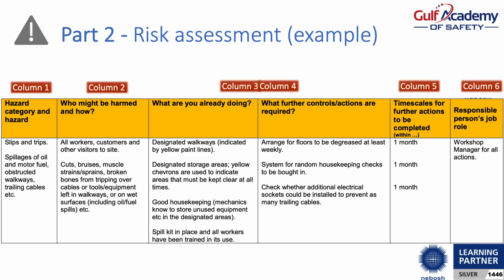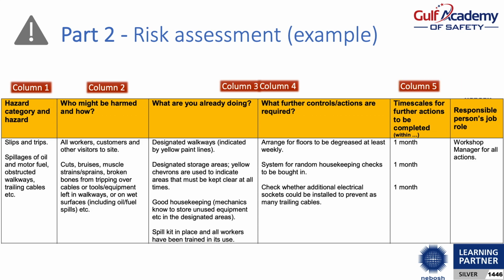Column 5 is to allocate a timescale to each of the additional control measures identified in column 4. In the timescales column, make sure that you write a duration of time like 1 month, 2 months, and do not provide any deadline dates.